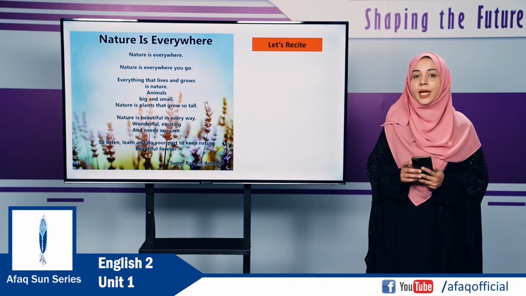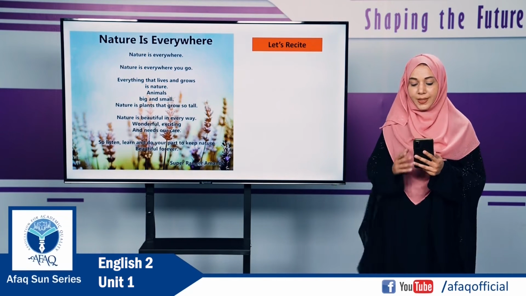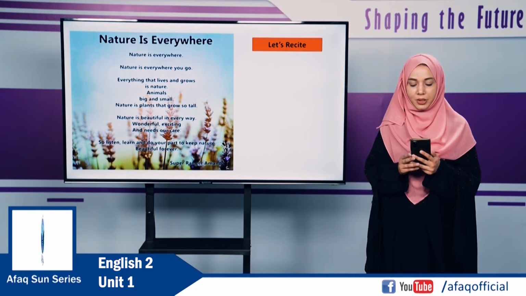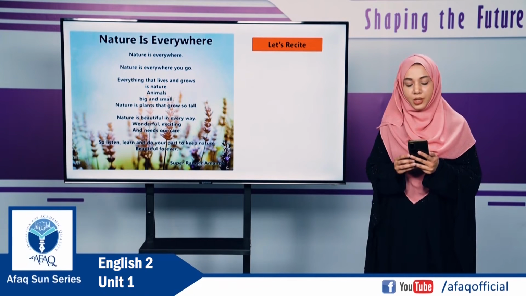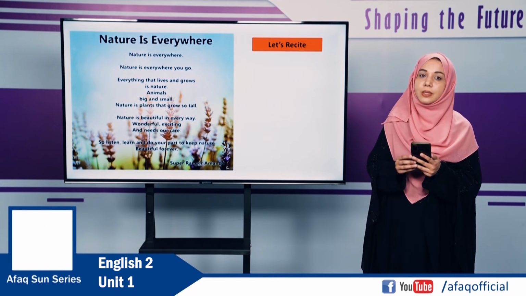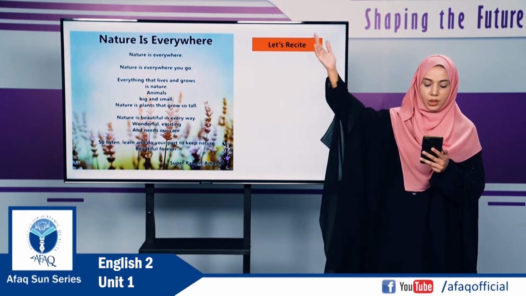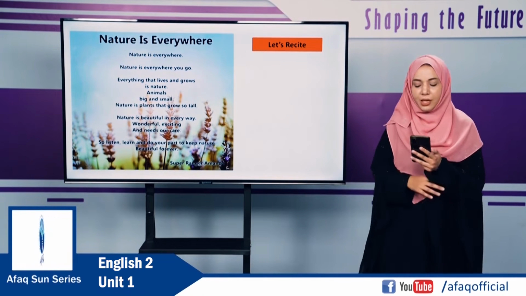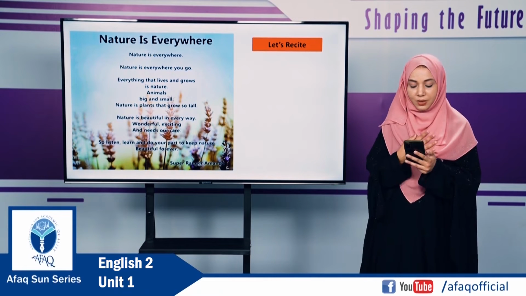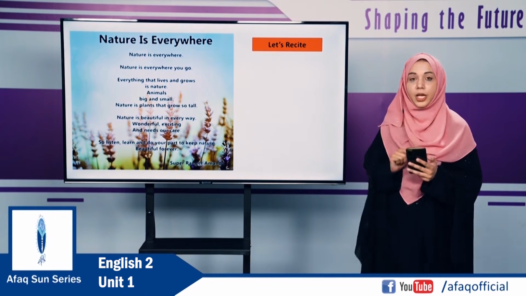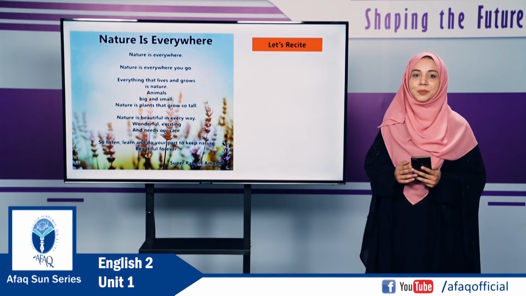Listen to it carefully and tell me what this poem is about. Okay, so the poem goes like this. Nature is everywhere you go. Everything that lives and grows is nature. Animals, big and small. Nature is plants that grow so tall. Nature is beautiful in every way, wonderful, exciting, and needs our care. So listen, learn, and do your part to keep nature beautiful forever.